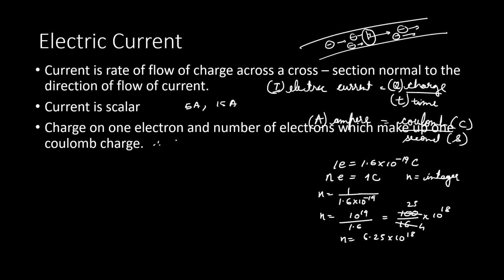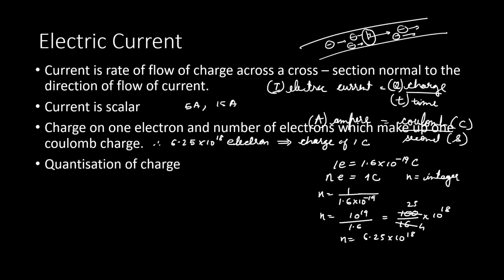So what does that mean? 6.25 into 10 to the power 18 electrons will have a total charge of 1 coulomb. So that's a pretty high number of electrons to get 1 coulomb of charge.